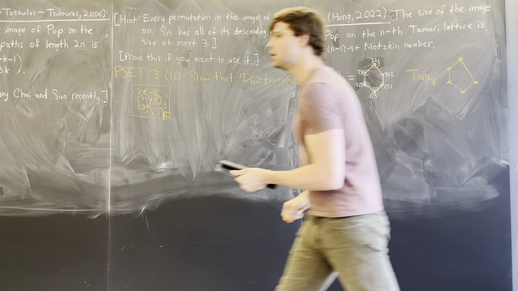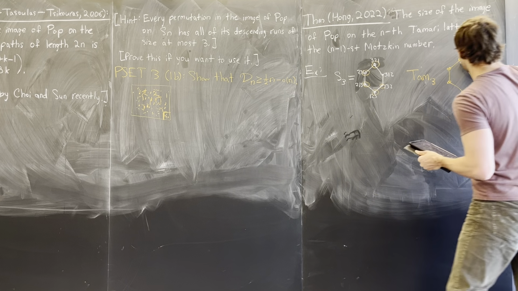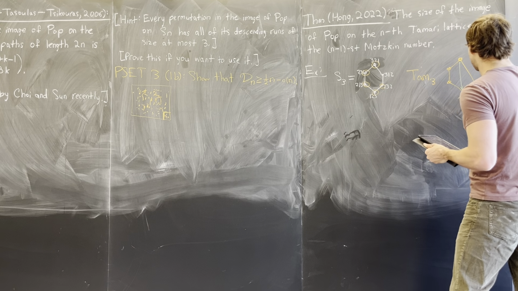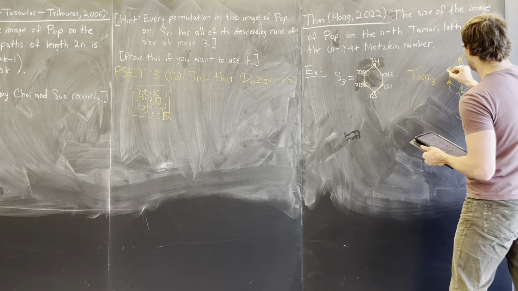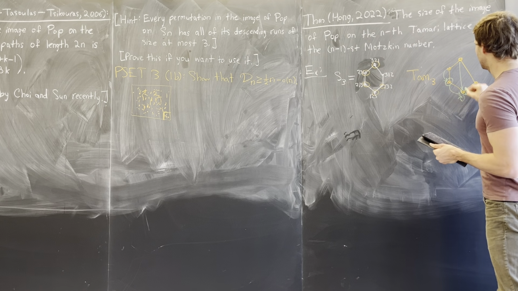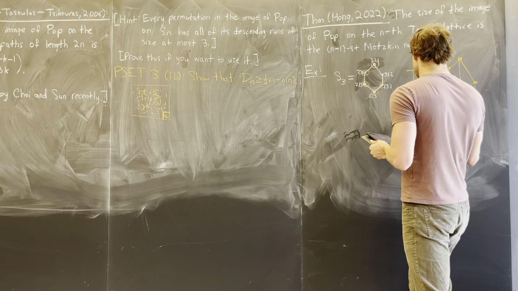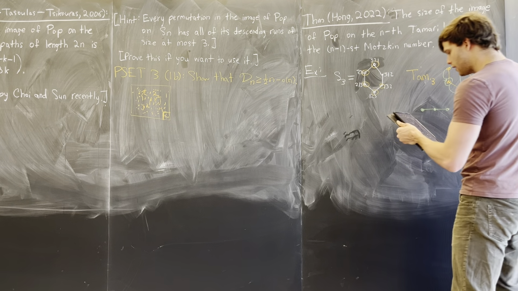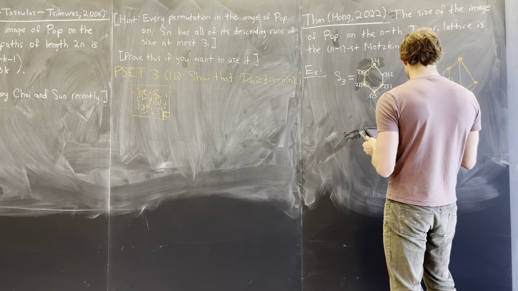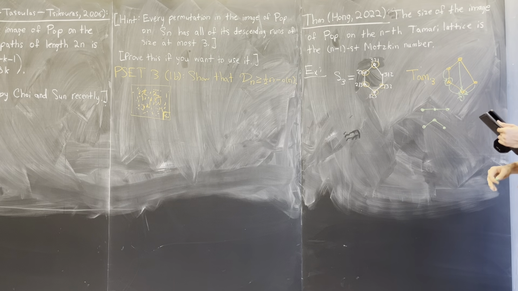And if I do pop, the top element goes down, the bottom element is fixed, these 2 elements go to the bottom, this element goes down here, and so these 2 are in the image. So we get 2, and this corresponds to the 2 Motzkin paths of length 2, which are these 2.